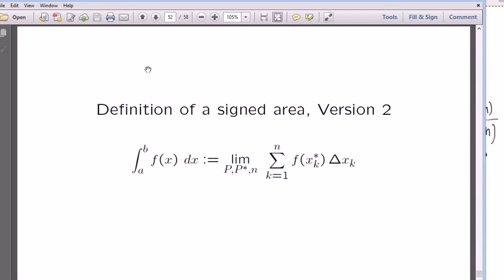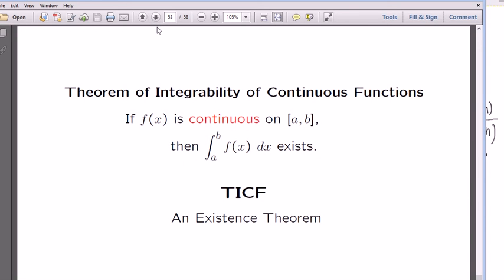Now you know what the mathematical definition of signed area is. That's that. And here's the theorem. We just said that you can't deal with all the partitions. There are infinitely many more. So what I'm going to do, there is a theorem. It's called the Theorem of Integrability of Continuous Functions.